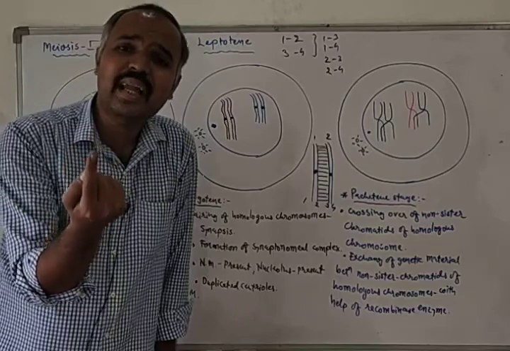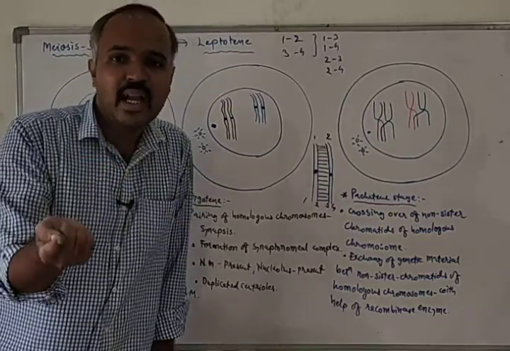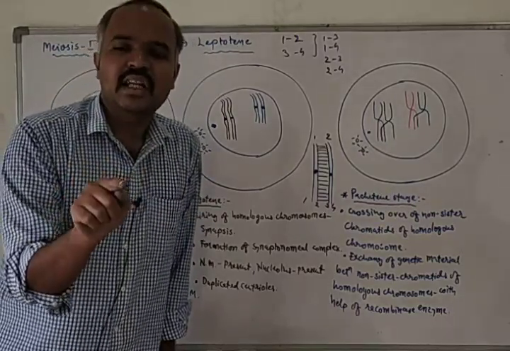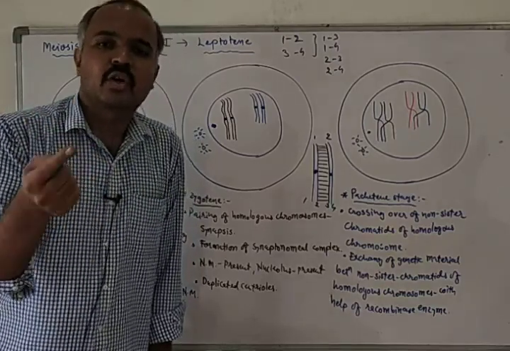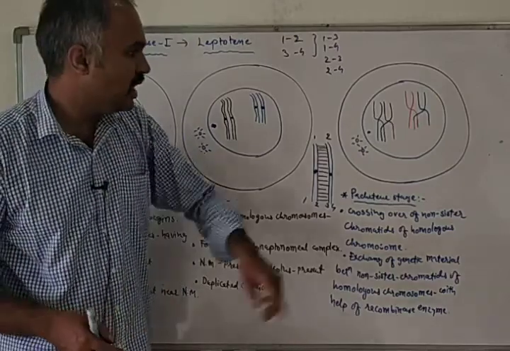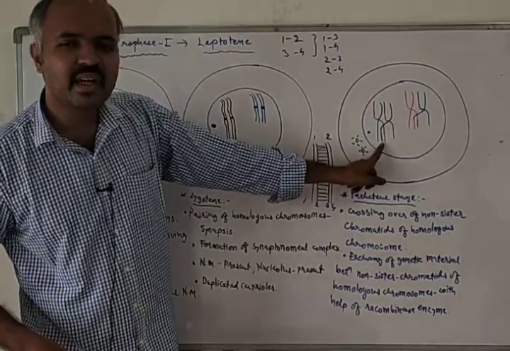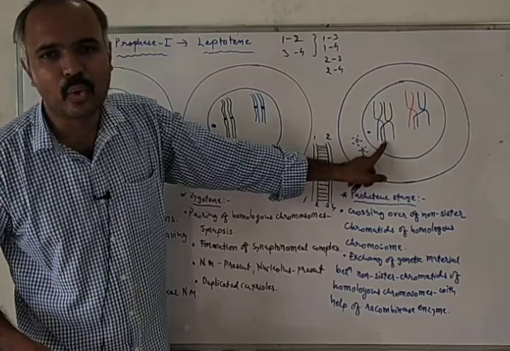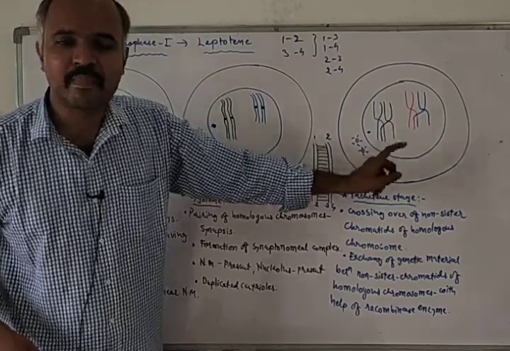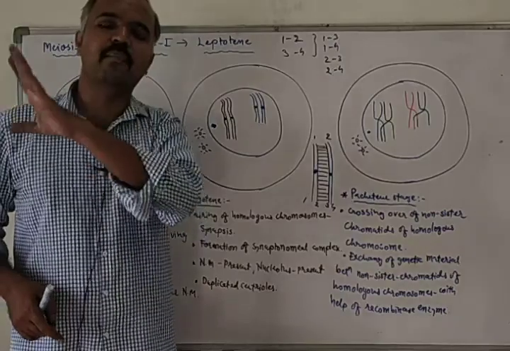The first process during pachytene is crossing over. After that, there will be exchange of the genetic material, or exchange of the parts, between the non-sister chromatids of the homologous chromosome. Here, the blue chromatid is giving its part to the black chromatid, and the black chromatid is giving its part to the blue chromatid. They are exchanging their parts, and this process is known as recombination.